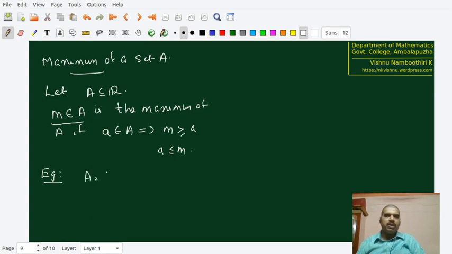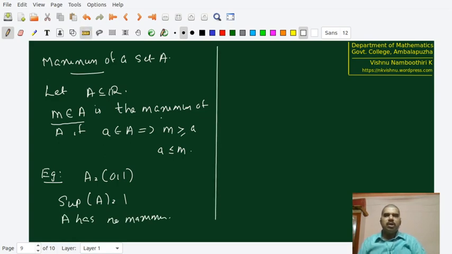Suppose that we have A equal to the open interval (0, 1). Then supremum or LUB of A is 1, but A has no maximum. But why is it like that? Maximum has to be an element of A. It looks like 1 can be a maximum, but 1 is not here in this A.